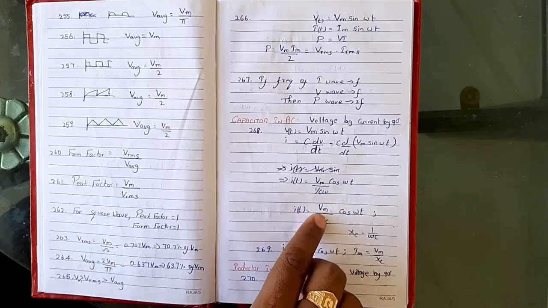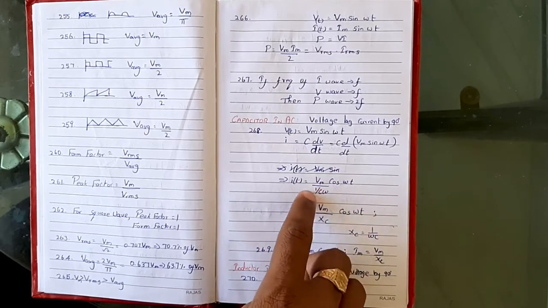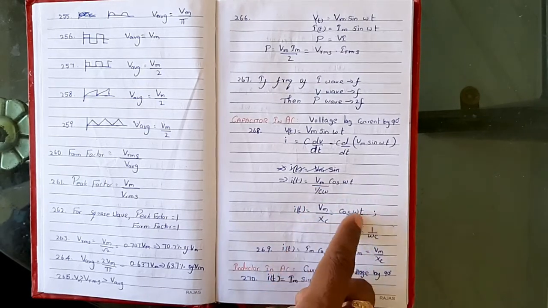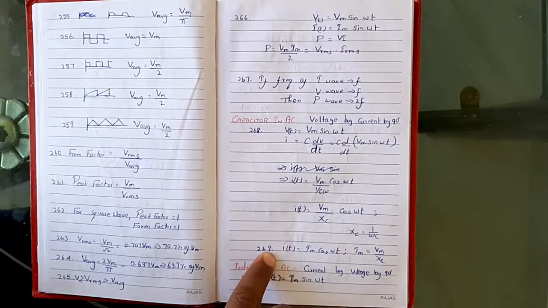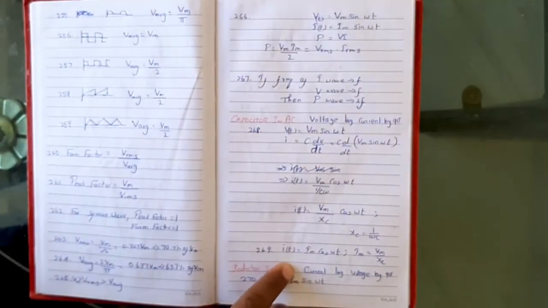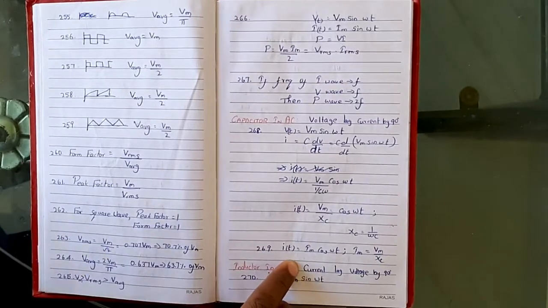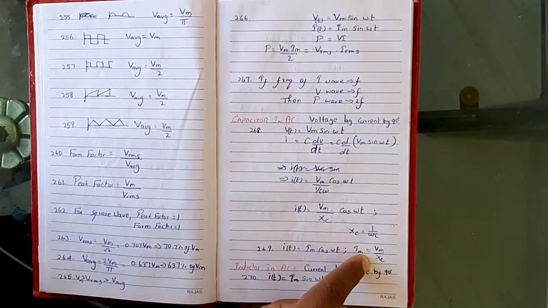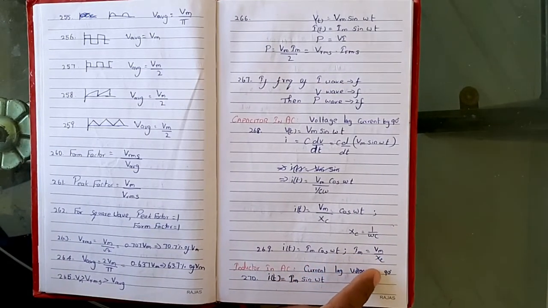I of t equal to Vm divided by xc into cos omega t. So 1 by C omega is written as xc. xc is equal to 1 by omega c. Formula number 269, I of t is equal to Im into cos omega t, or Im equal to Vm divided by xc.